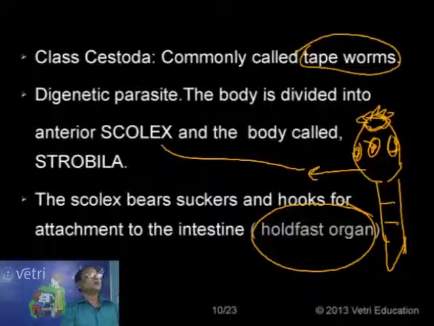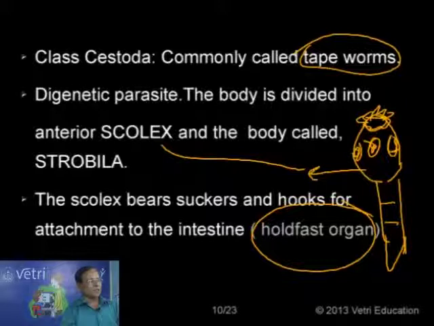Now we have three different types of tapeworms. Before that, the body is called strobila. The body is called strobila. The addition of new segments is called strobilization. The formation of new segments is called strobilization. And normally the segments are called proglottids. Each segment is called a proglottid.